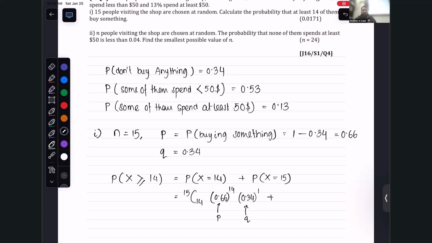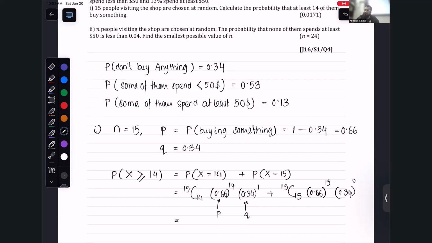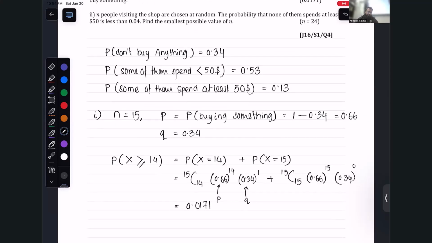Out of 15, I have to choose 15, so 15C15. 15 of them will buy something, and none of them will not buy anything. So that is 0.66 to the power 15 times 0.34 to the power 0. Let's find the probability. So what's your answer? 0.0171. Done. Next.